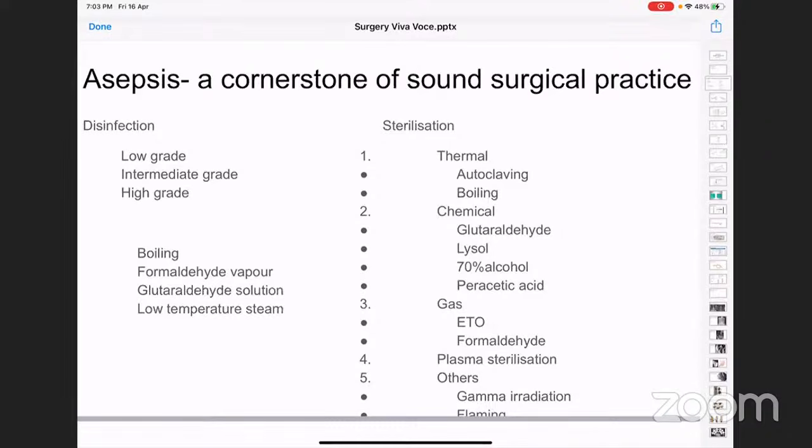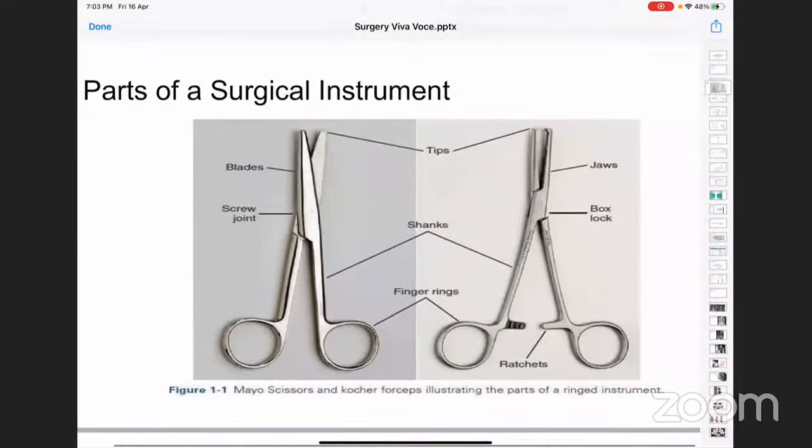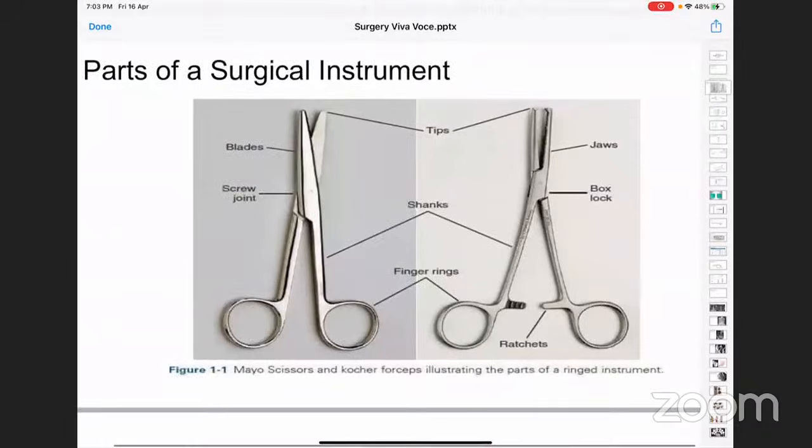We also have some high-end sterilization methods like gamma irradiation and plasma sterilization. They are not routinely used in our operating rooms. So without much ado, let us actually get to understanding the parts of a surgical instrument. So these are the overarching principles that will help you understand most surgical instruments that we use in the operating room. I can obviously not cover all of them, but if you have some broad principles, you can understand pretty much any instrument that you use in the operating room.